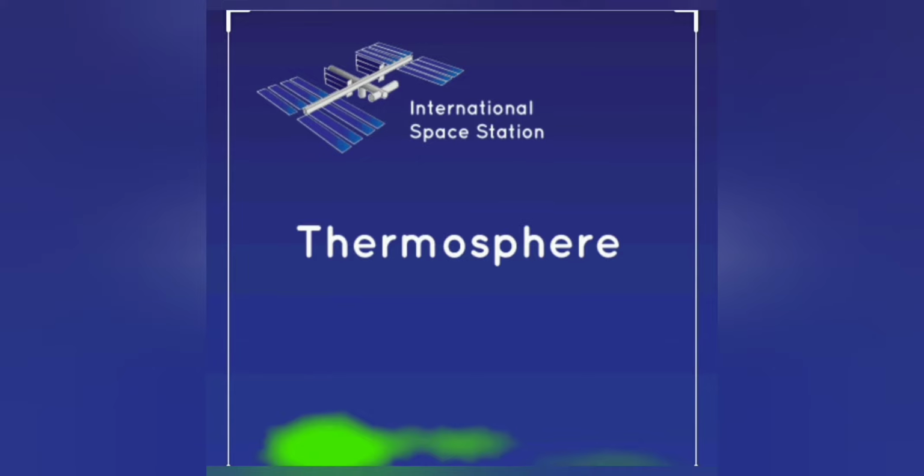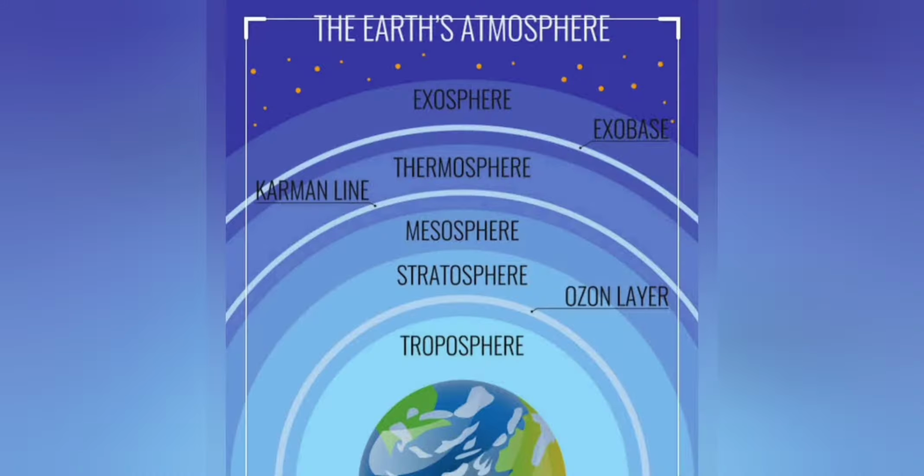The next layer is thermosphere. The thermosphere lies above the mesosphere. It extends from about 80 kilometers to about 400 kilometers above the mean sea level. One does not feel warm in this layer as thin air holds little heat. The lower part of the thermosphere is called ionosphere as it has ionized molecules. This layer reflects low frequency radio waves back to Earth. Thus, it helps in long distance communication.